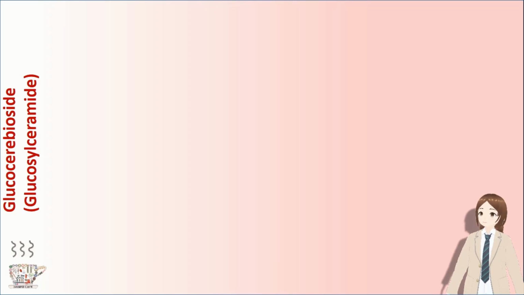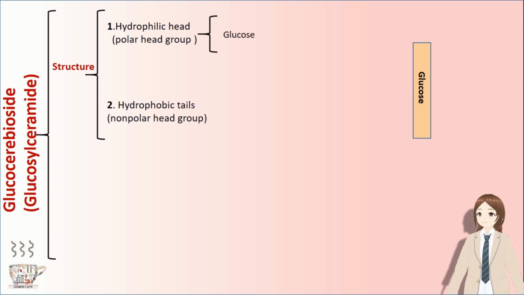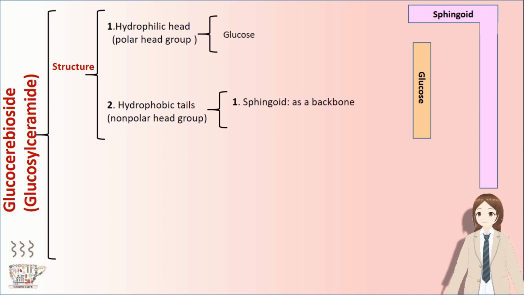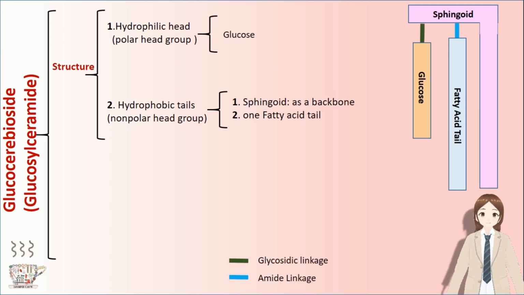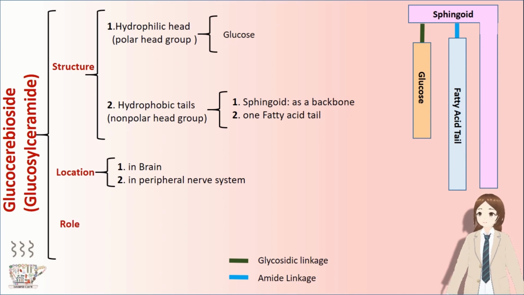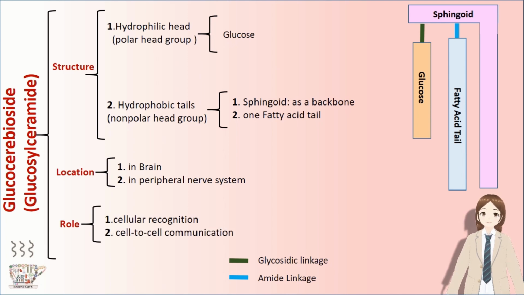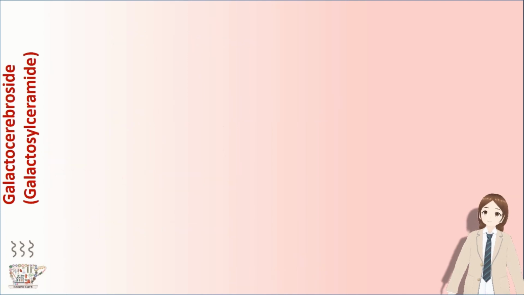Glucocerebroside or glucosylceramide, which is one of the cerebroside subgroups, has glucose as a polar head group and a sphingolipid as a backbone and one fatty acid tail as a non-polar head group. It's located in brain and in peripheral nervous system, and it plays a role in cellular recognition and cell-to-cell communication.